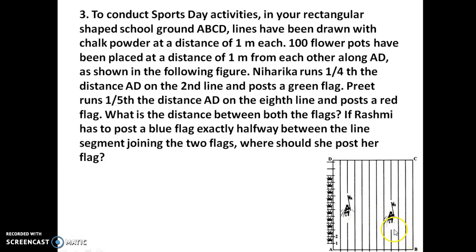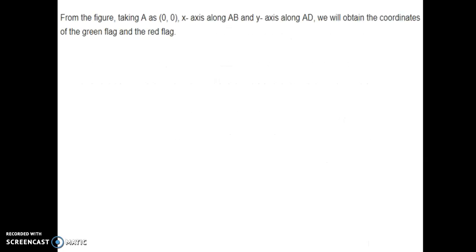And one more girl has to place a flag in between these two lines. These two children have placed the flag. Now she has to place it exactly in the midpoint of the line which is joining both the flags. So let's solve. From the figure, taking A as (0, 0), x-axis along AB and y-axis along AD, we will obtain the coordinates of green flag and red flag. So from the figure only we are taking.